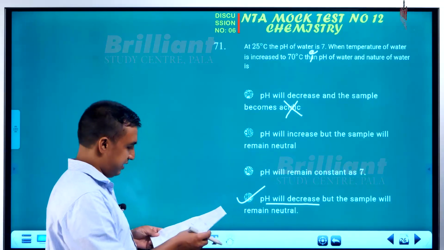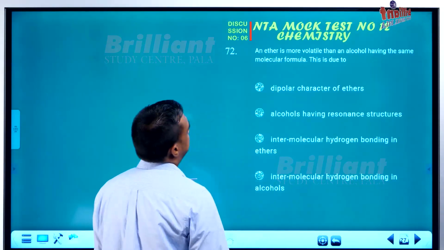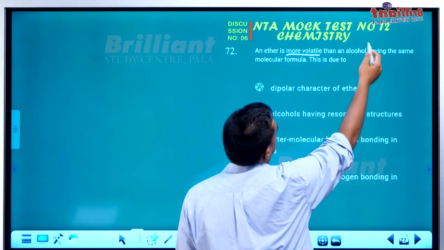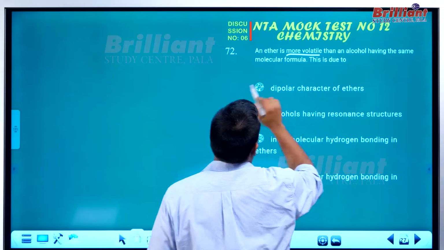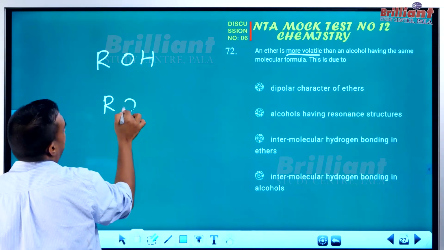So question number 71, the answer was option D. Question number 72. An ether is more volatile, meaning it vaporizes quickly, than an alcohol having the same molecular formula. This is due to alcohol is ROH. This is ROR.